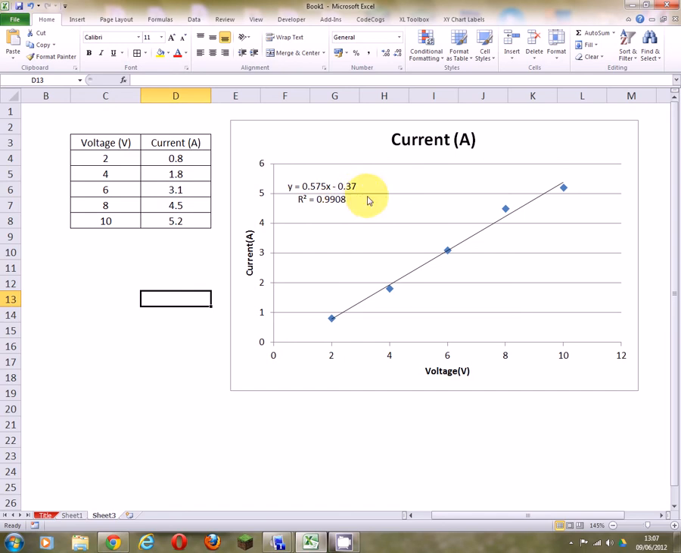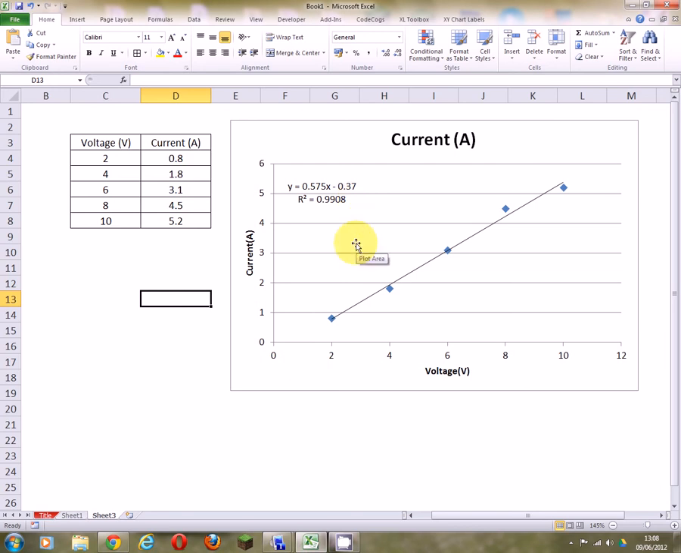So in this case, there's an error in our data somewhere. Maybe it's a systematic error of what we've measured. Maybe it's a measurement error. Maybe it's some calibration error. Maybe there's something not quite right with our experiment, which is actually saying that with no voltage, minus 0.37 current flows. Maybe we didn't zero our meters when we started.